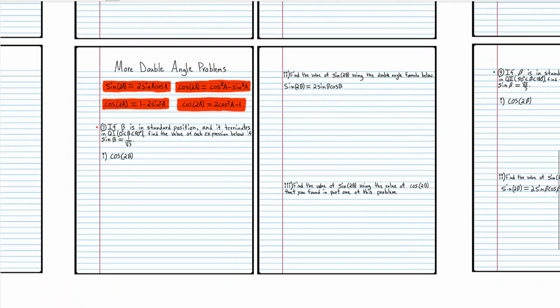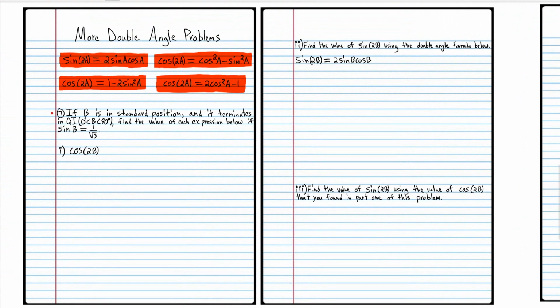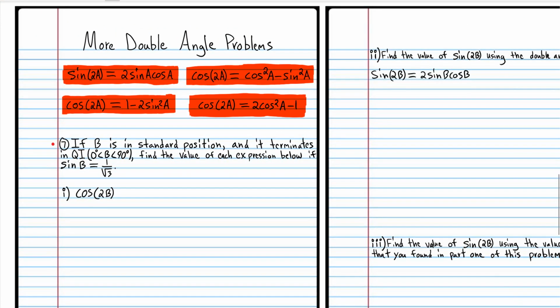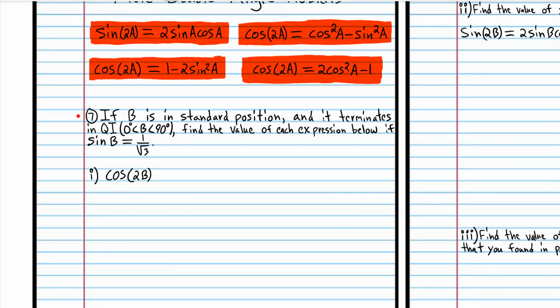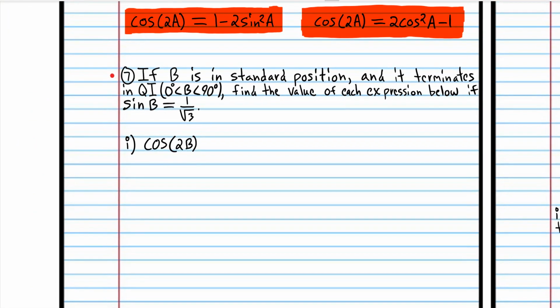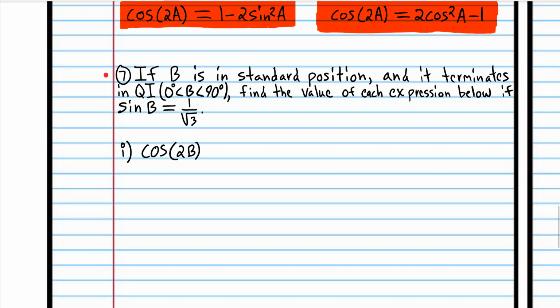Okay, so now we're going to go to some double angle problems. We learned the double angle formulas in the previous class, and we're going to do some other varieties of these problems. So you have an idea of how the half angle formulas work, but now we'll move on to double angle problems. So if B is in standard position and it terminates in quadrant 1, find the value of each expression below if sine B is equal to 1 over root 3. So this is just a type of problem that you'll get, and we're going to use the double angle formulas.